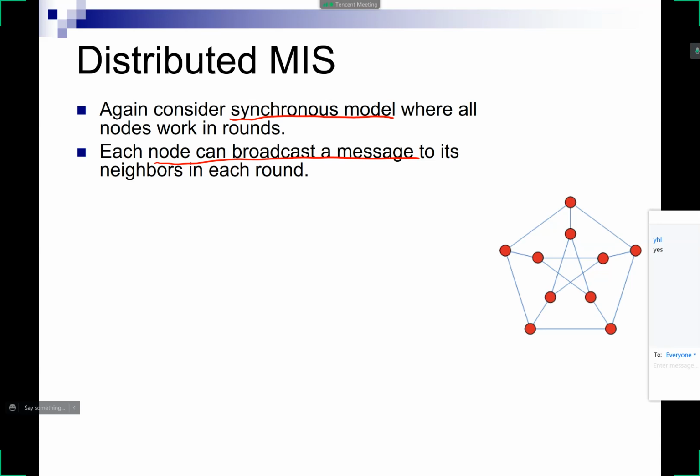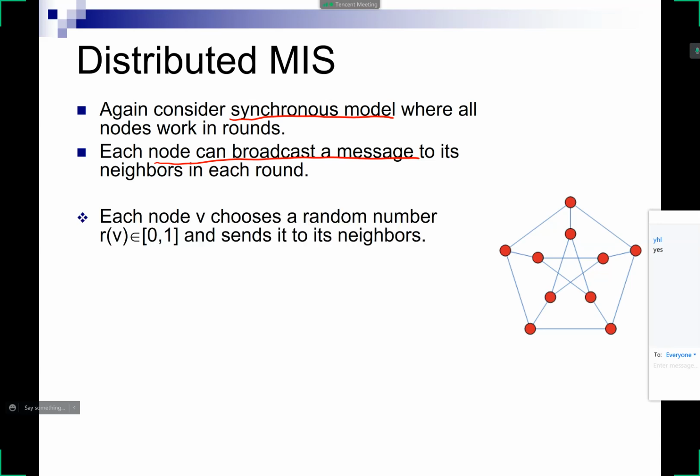All right, so what is the algorithm? The algorithm is quite simple. What we want to do is to make sure that if one node chooses to enter the MIS, then all of its neighbors do not enter the MIS. That's how we can preserve independence. So what we're going to do is every node in each round is going to choose a random number between 0 and 1, and it's going to send it to all its neighbors.